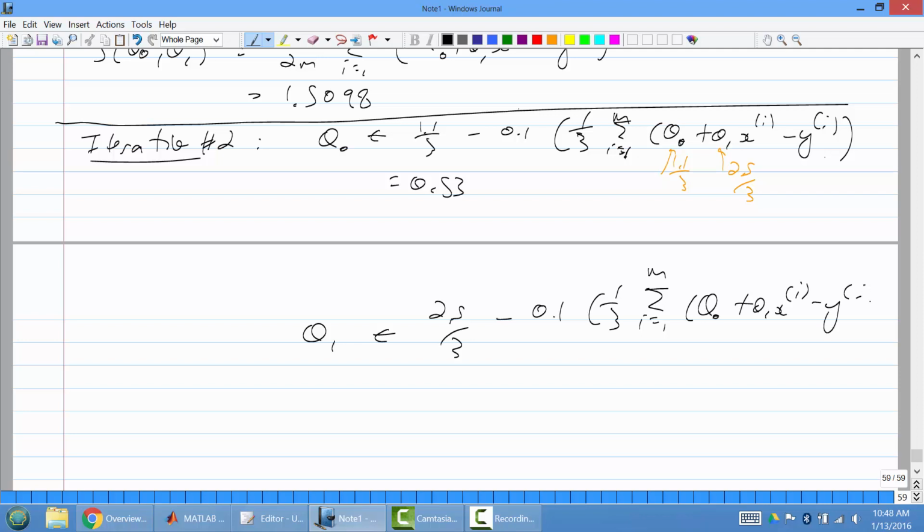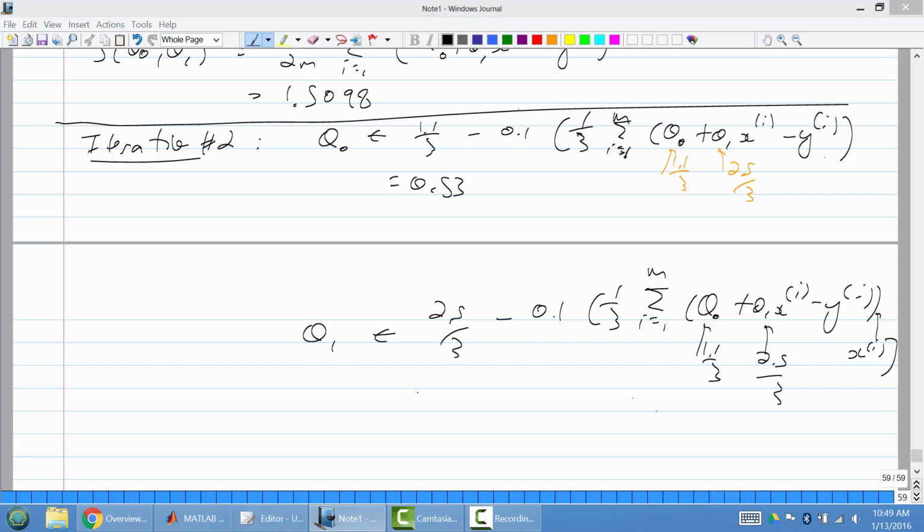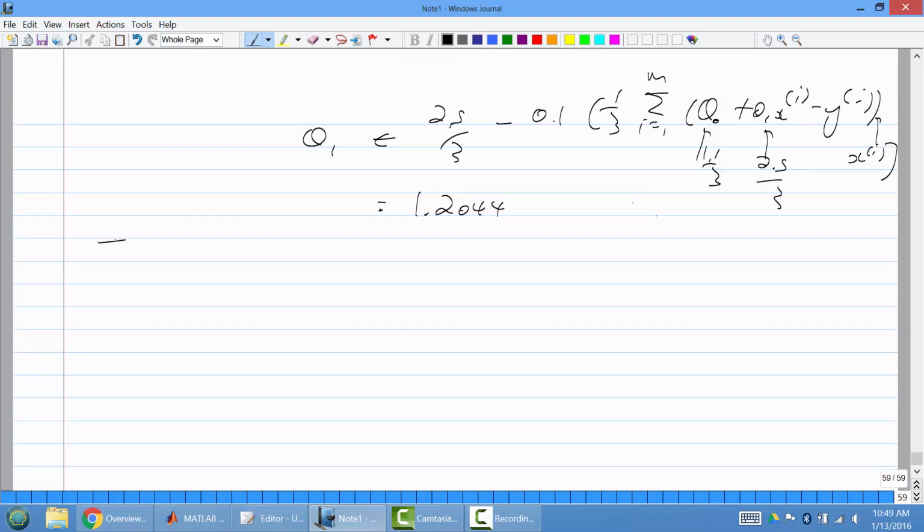Minus yi. And then you have to multiply this by x of i. So this is 1.1 over 3, and this is 2.5 over 3 again. And if you do this, you get 1.2044. And then finally, if you want to compute the cost at this point, it looks like it's 0.3217.